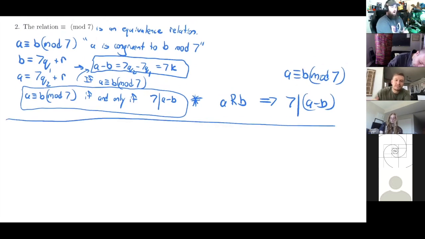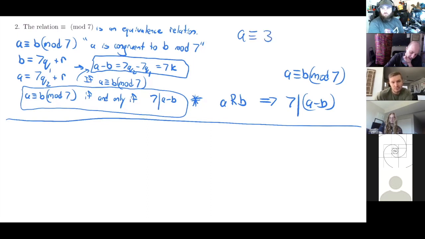So if you were to have something like A is congruent to 3 mod 7, you would end up with 7 divides A minus 3. If you had something like A equals 3 mod 7, you would get 7 divides A minus 3. Yeah, or it divides 3 minus A, either way.